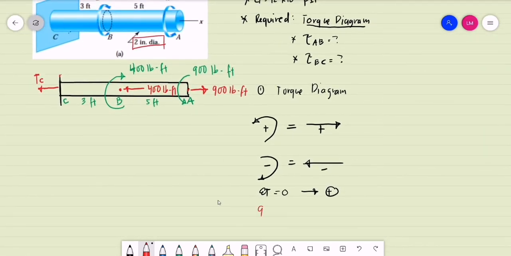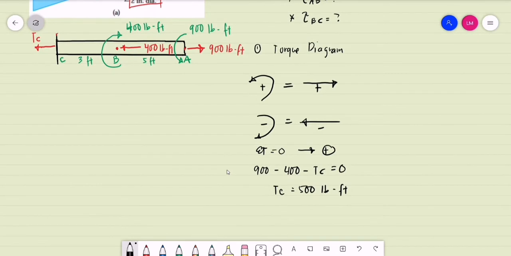Okay, so we have torque to the right to be positive. That is, we have 900 pounds-foot, then minus 400. I'm assuming that TC is to the left, so that is minus TC equal to 0. So we'll be having the torque on the fixed support equal to 500 pounds-foot. And since this is positive, we have a correct assumption. Its direction should be to the left. So if we are to place that torque reaction, it should be a clockwise torque.